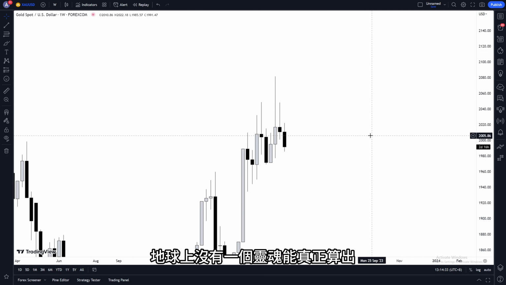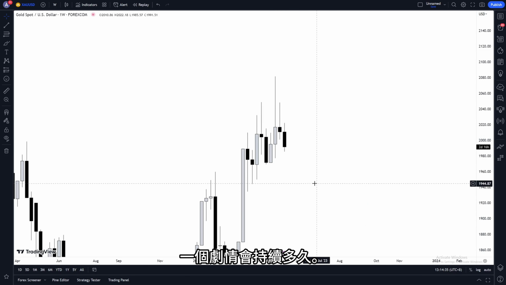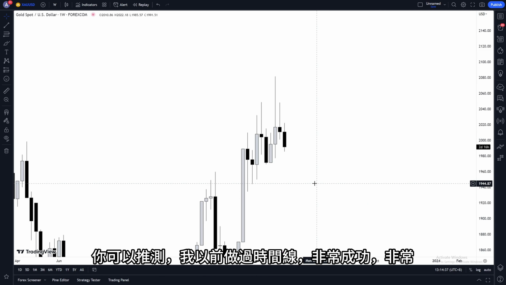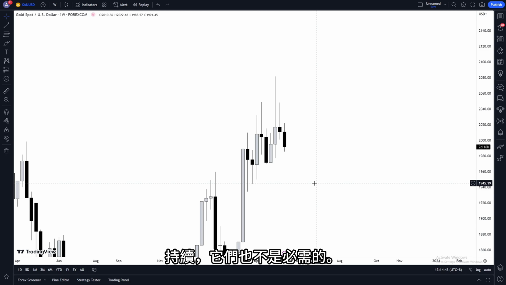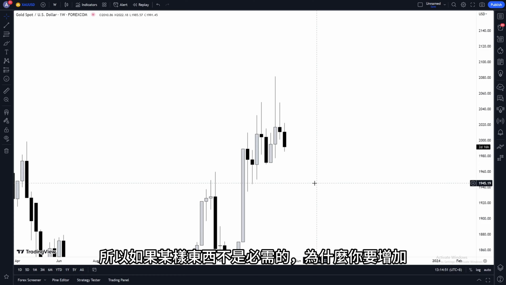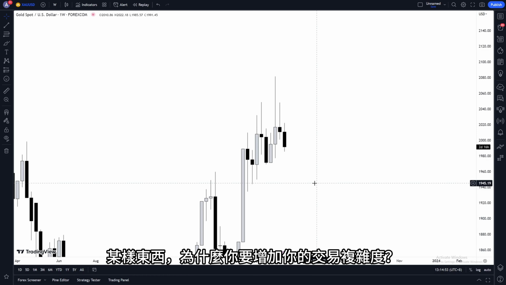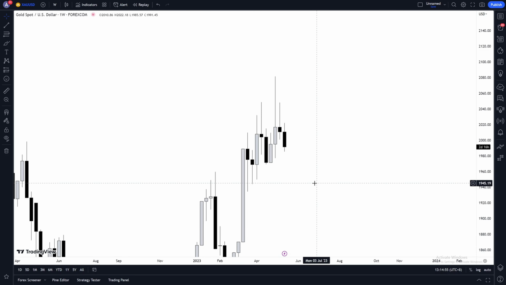Not a single soul on planet Earth can actually figure out how long a storyline is going to last. You can speculate. I've done timelines before very successfully, very accurately, but they are not something that is sustainable. Timelines are not only not sustainable; they're also not required. So if something is not required, why are you adding it? Why are you adding more complexity to your trading? Trading is actually very simple. You don't need to add any more complexity to it.